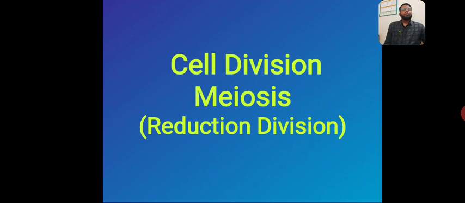Yes, dear student, today we discuss another type of cell division, that is meiosis. It is also called a reduction division. Just like mitosis, it again has four phases, and the total number of chromosomes is reduced to half. That's why it is called meiosis.